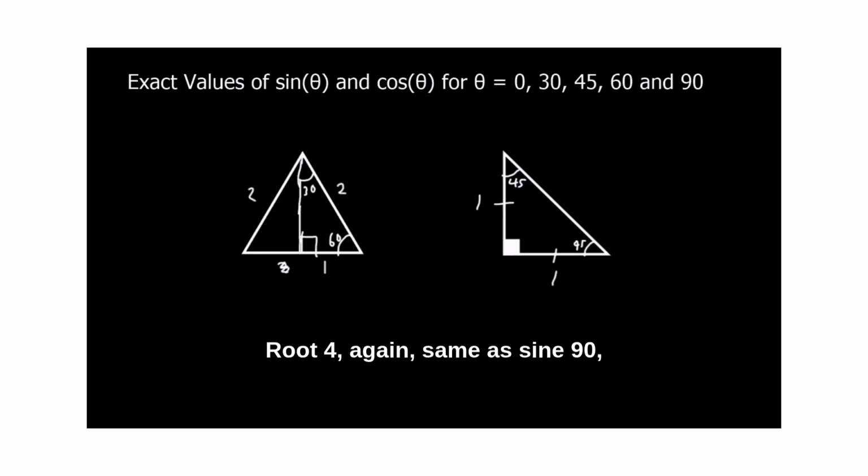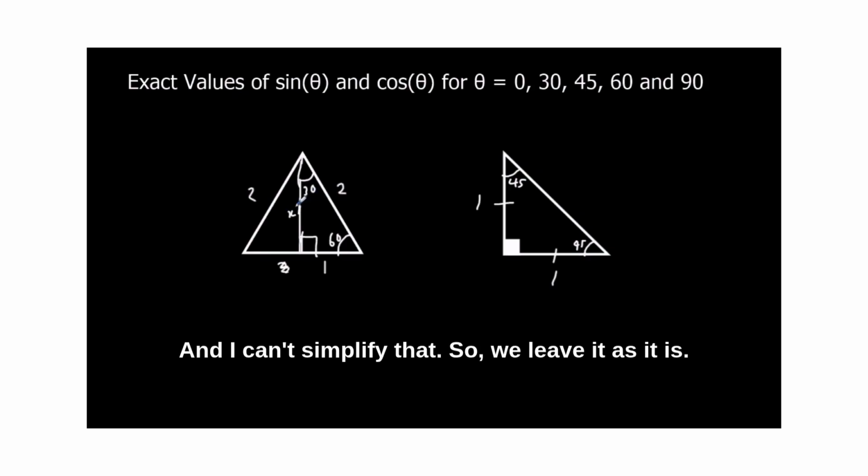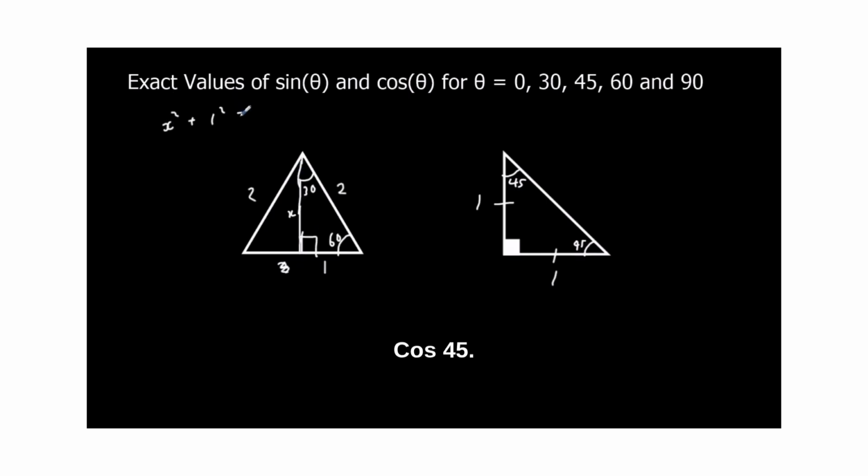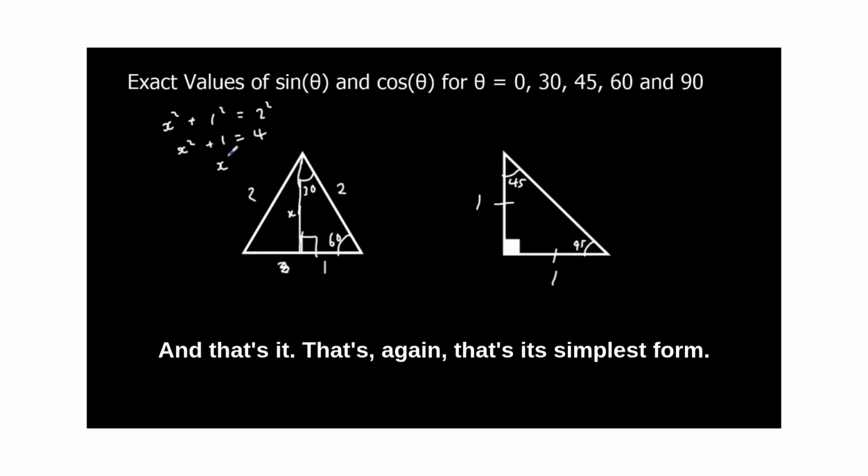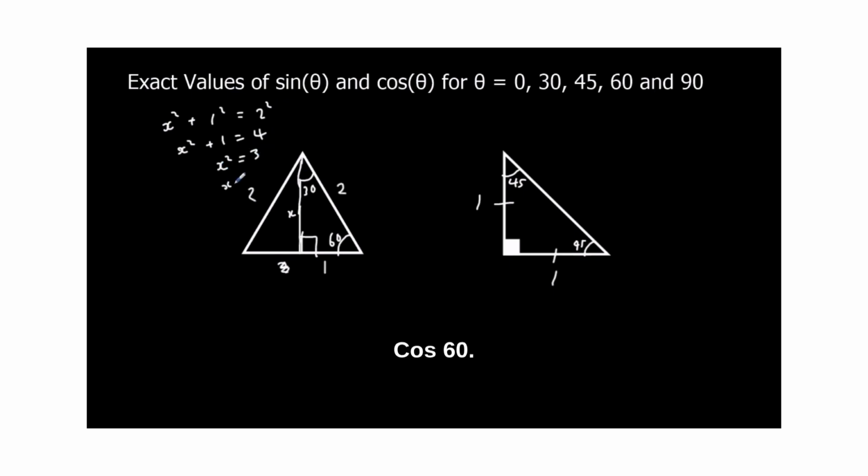The next thing we've got to do is work out the missing lengths, the lengths we don't know. We're going to use Pythagoras. Here we've got this side, so let's call it x while we work it out. x squared plus 1 squared equals 2 squared. So x squared plus 1 equals 4. x squared equals 3. So x is root 3. So this length here is root 3.